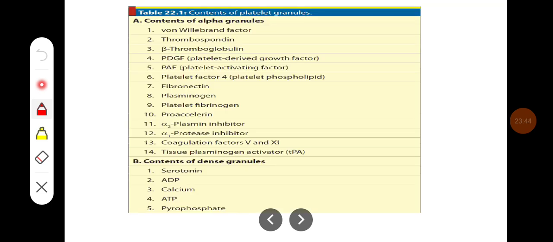So these are the different constituents of platelet granules. Alpha granules contain von Willebrand factor, thrombospondin, PDGF, PAF, platelet factor 4, fibronectin, fibrinogen, etc. Whereas dense granules contain ADP, calcium, ATP, and pyrophosphate.